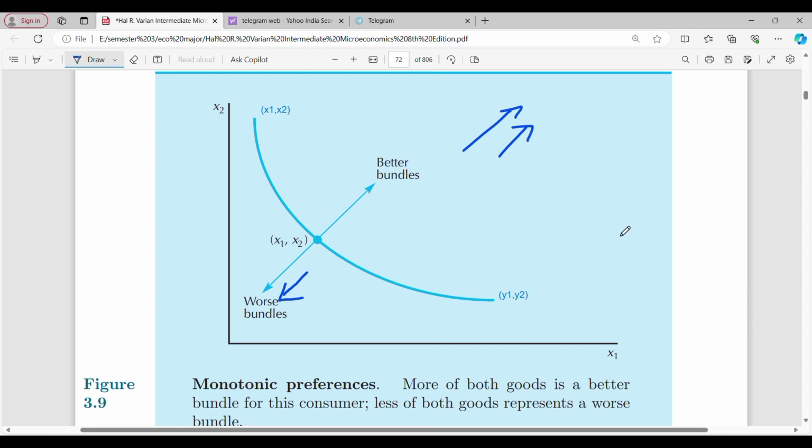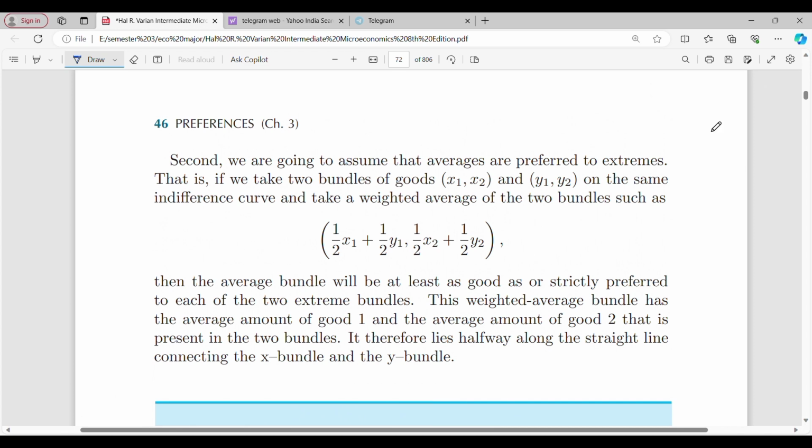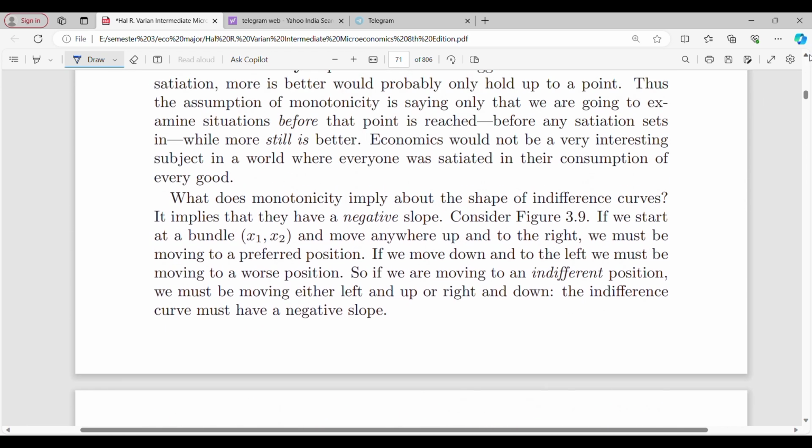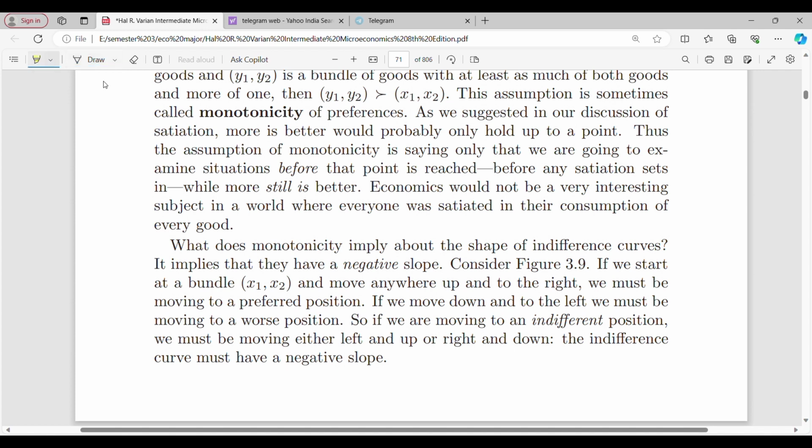If you want the verbal definition of the same, you can get it from here. This is what we discussed now. Monotonicity of preferences: more is better before any satiation sets in, before the satiation is established. And the shape of the indifference curve according to monotonicity will have a negative slope. These are the things we discussed now.